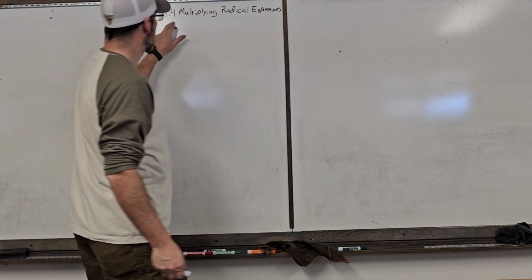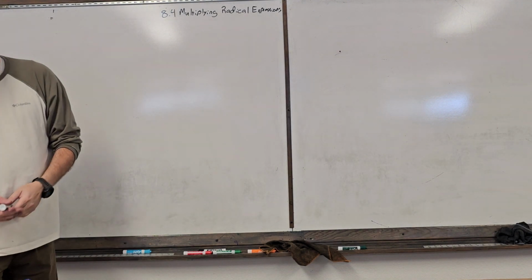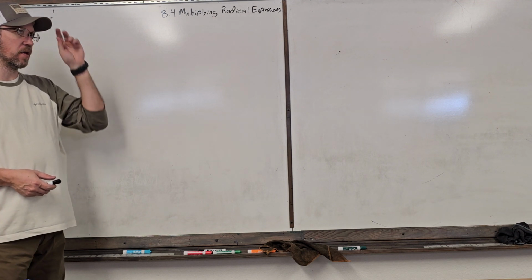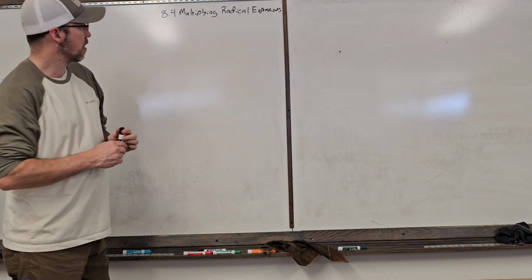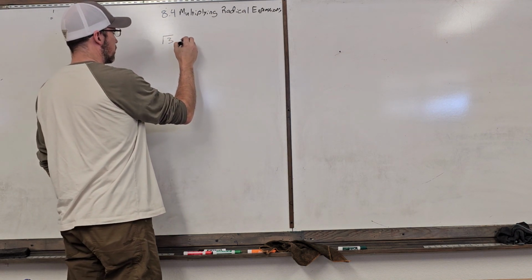All right, looking at 8.4, multiplying radical expressions. This will be a pretty quick one. It's kind of the opposite of the product rule with radicals. If I have something like the square root of 3 times the square root of 7.